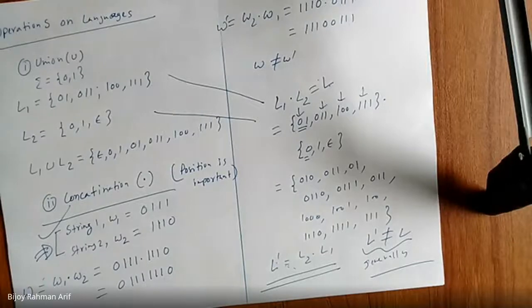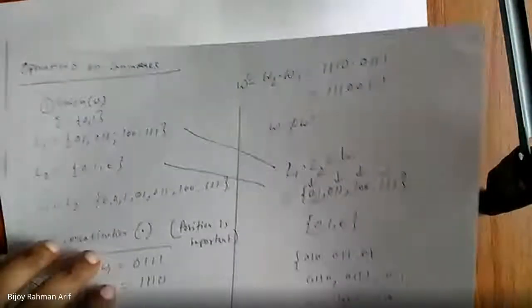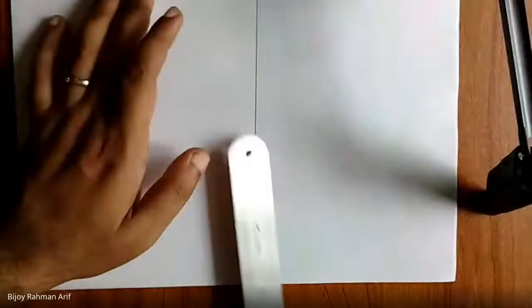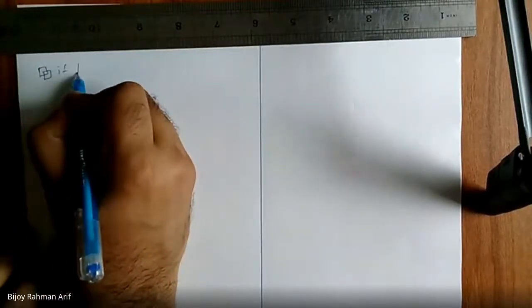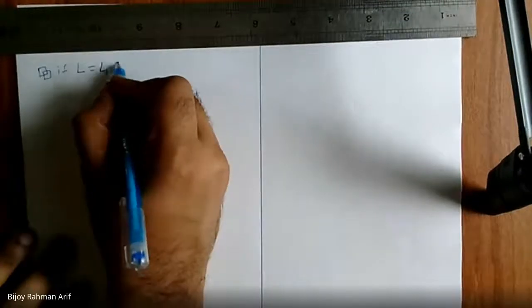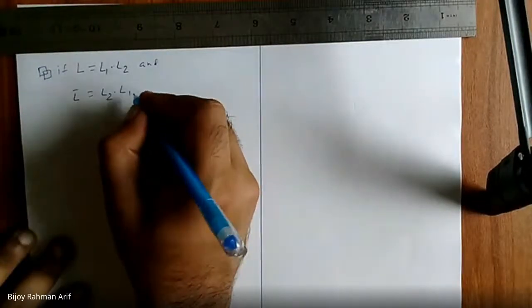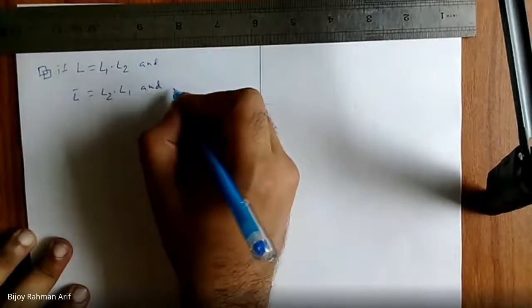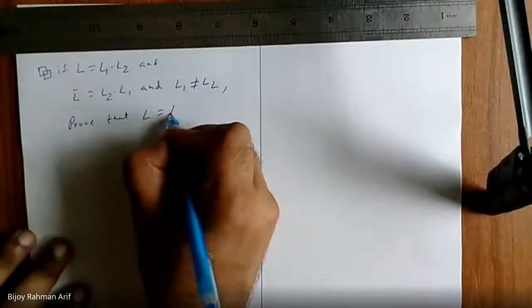Because why? Let's assume, how can you prove that one? So let's talk about this, about Boolean, why proof techniques are important. If L equal to L1 concatenated with L2, and L dash is equal to L2 concatenated with L1, and L1 not equal to L2, prove that L not equal to L dash. How can you prove that one?